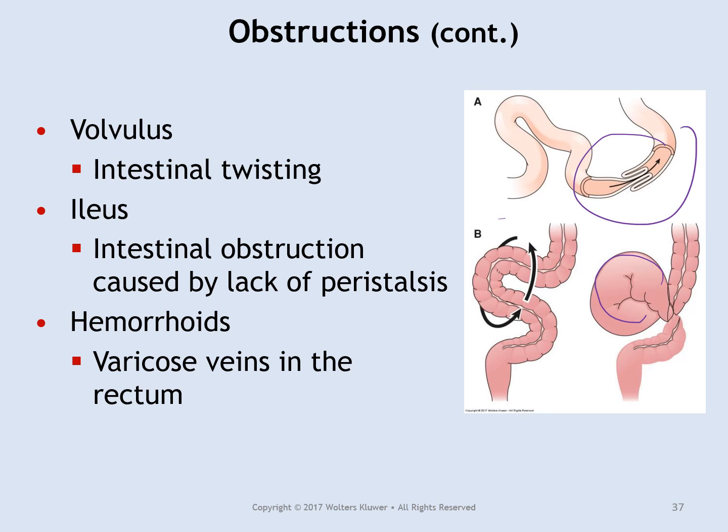Ileus happens when you have a lack of peristalsis, so you just have blockage of food in the intestines. And then a hemorrhoid is a varicose vein that you find in the rectum, causes bleeding during defecation, and can be very itchy and kind of painful.